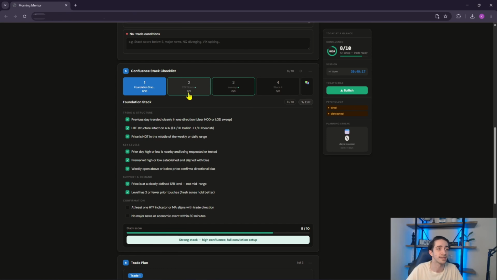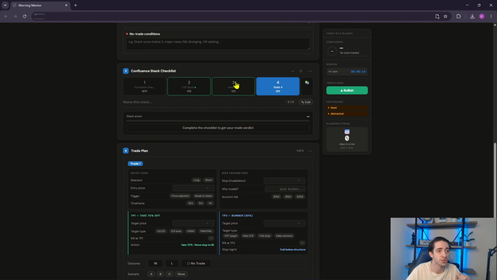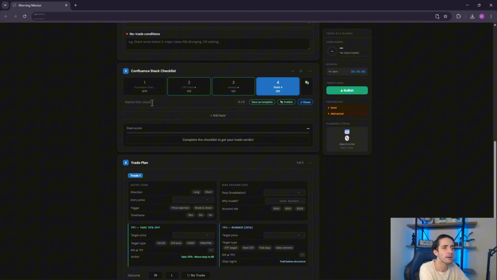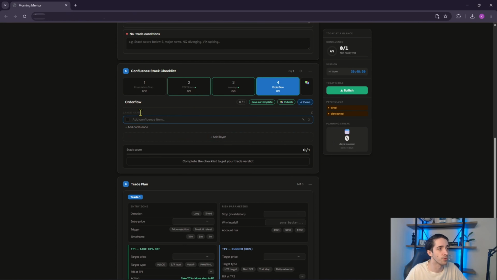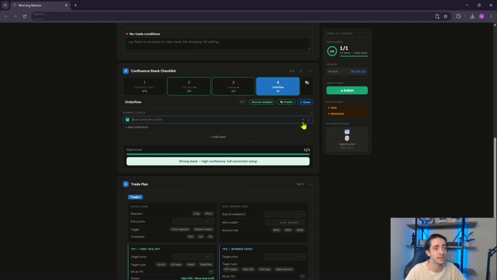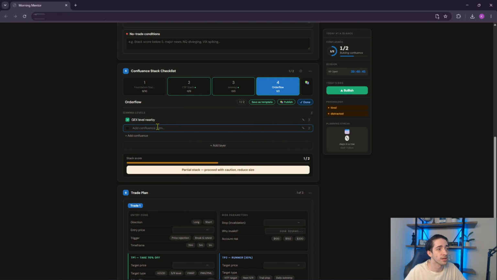And what's great too, guys, is I gave you the opportunity to have 3 additional slots for you to customize yourself. Let's say stack 4, you want to name this one, we're going to hit edit, name stack, and order flow. Okay, well, what layers do we want? We want to look at our gamma levels. And then you could write a confluence in there. You're going to hit the edit button, gex level nearby. Let's say there's another confluence there. Add another confluence, previous high / low near gex level.